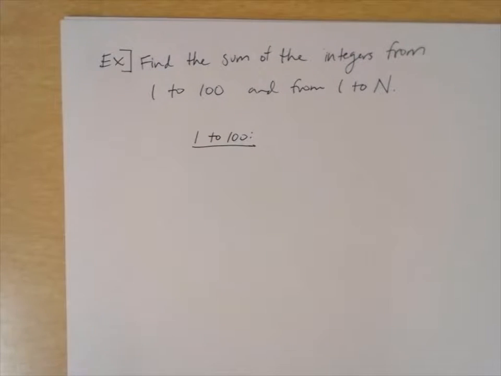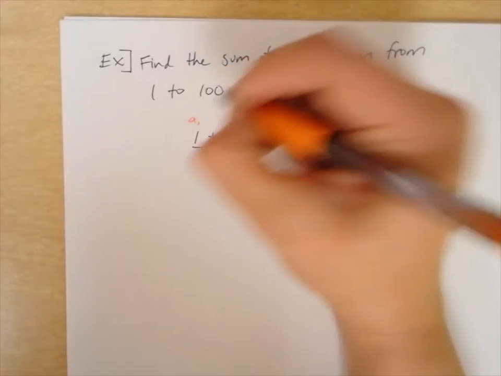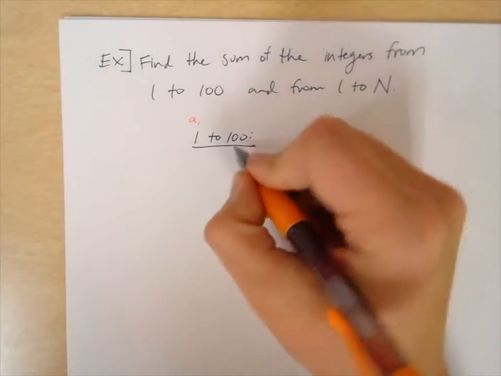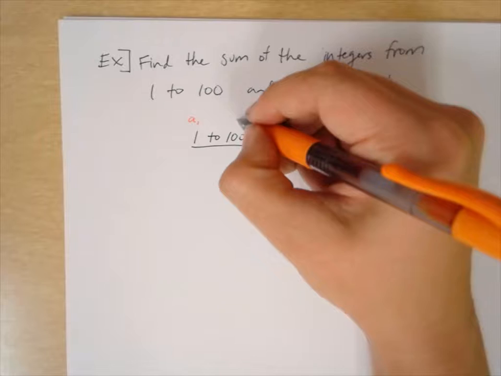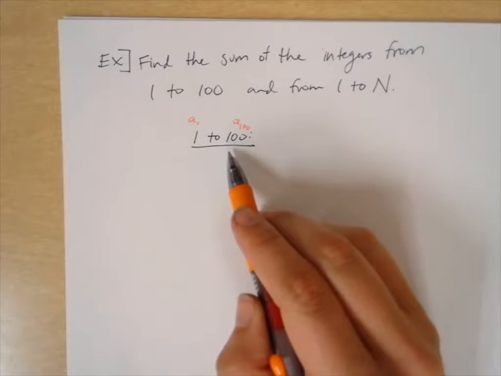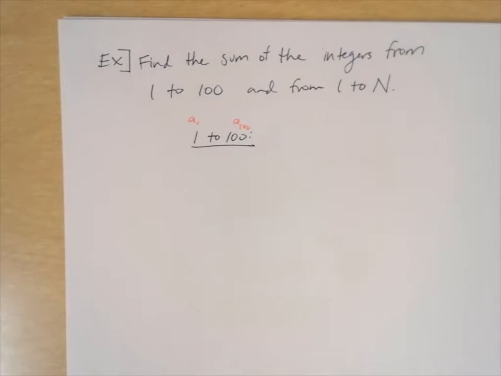I would label this as a sub 1, right, my first term, a sub 1 is 1. And then 100, well, that would actually take me 100 terms to get there, right? A sub 100 is 100. Every number from 1 to 100, well, that would be the 100th term in there.